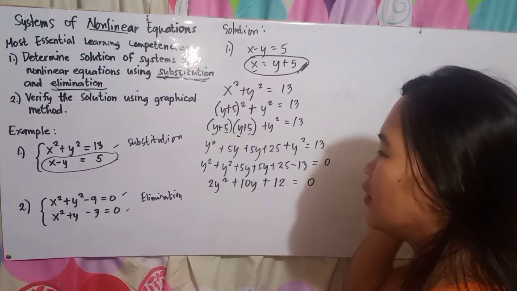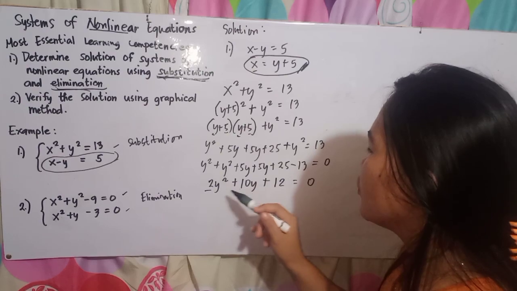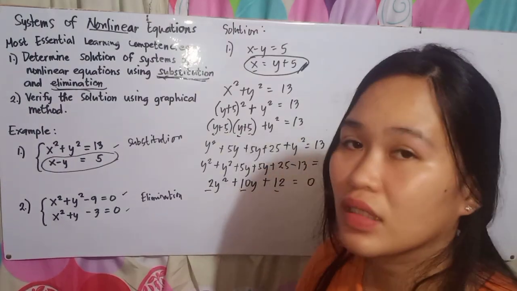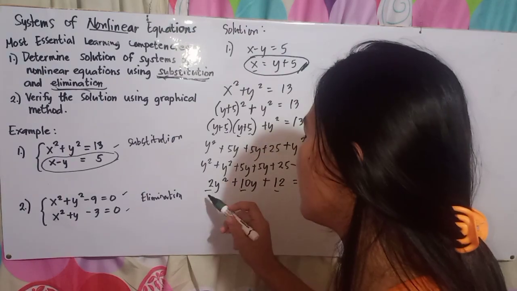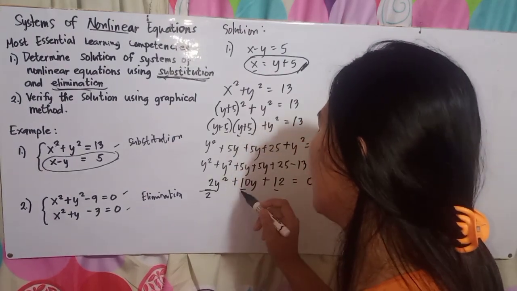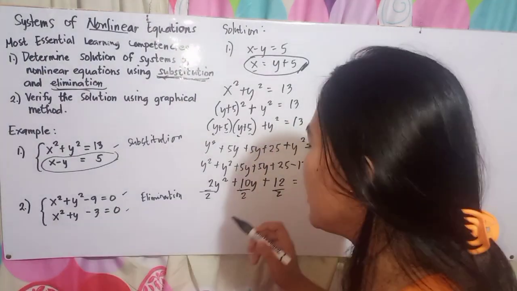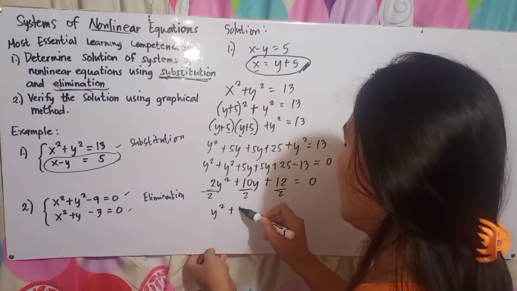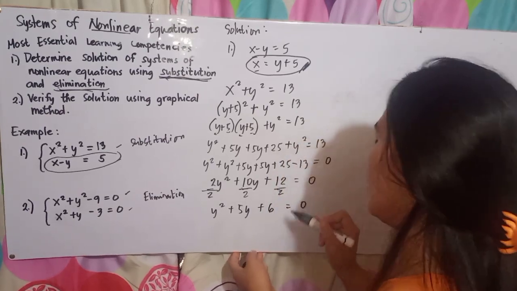Okay, since the leading coefficient is 2, then 2, 10, and 12 are divisible by 2. So, to get the simplest form, we divide by 2, divide by 2, divide by 2. The simplest form is y squared plus 5y plus 6 equals 0.